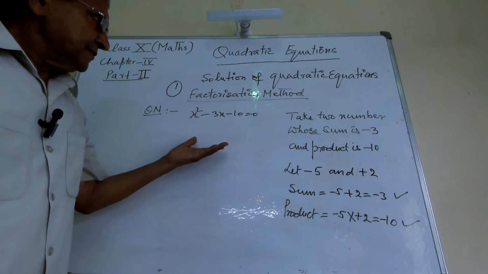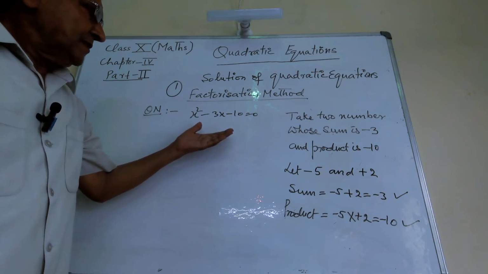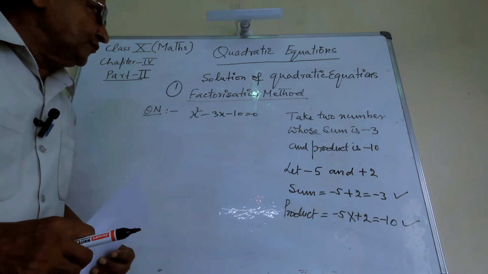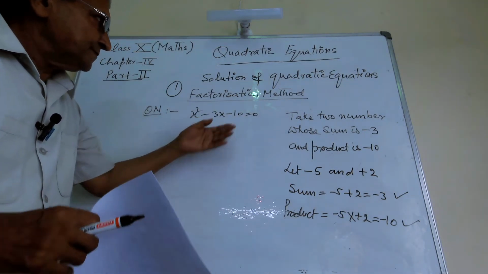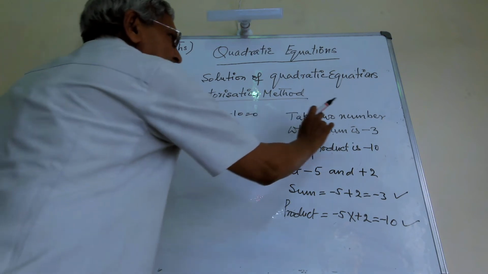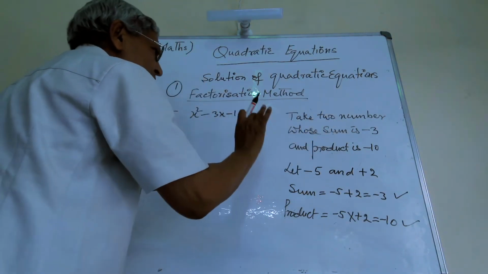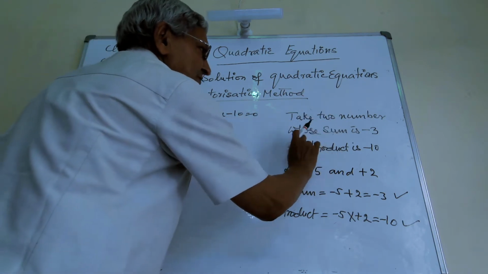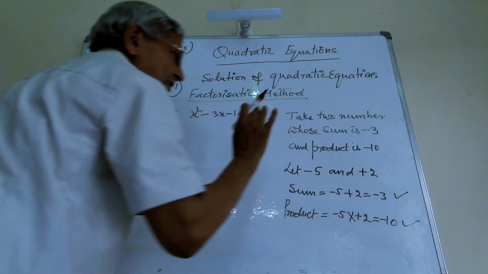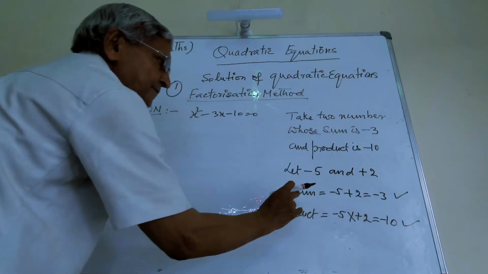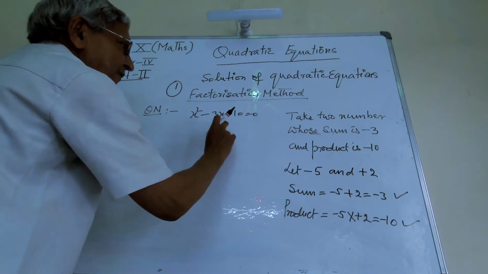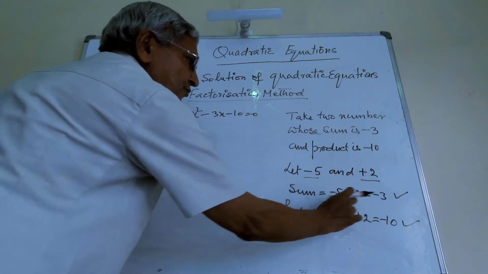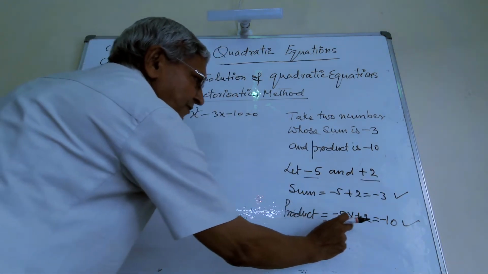As we have done factors in other parts, now I am going to repeat how you will factorize this quadratic equation. Now take two numbers whose sum is minus 3 and product is minus 10. Let them be minus 5 and plus 2. These are the two numbers. If you find the sum, you get minus 3. If you find the product, you get minus 10.